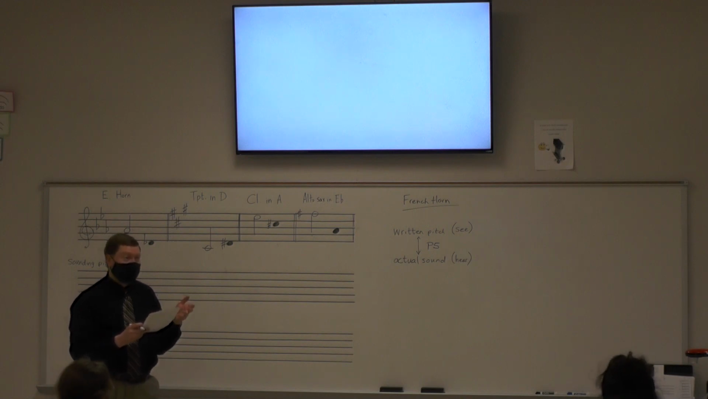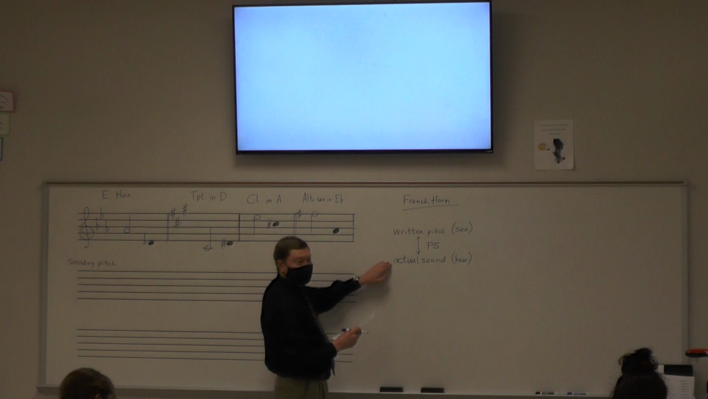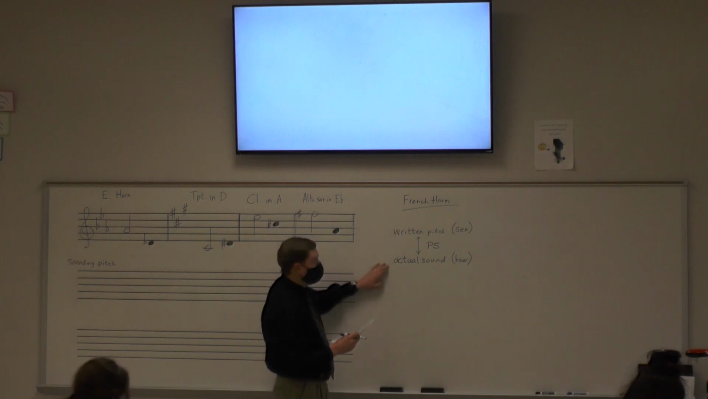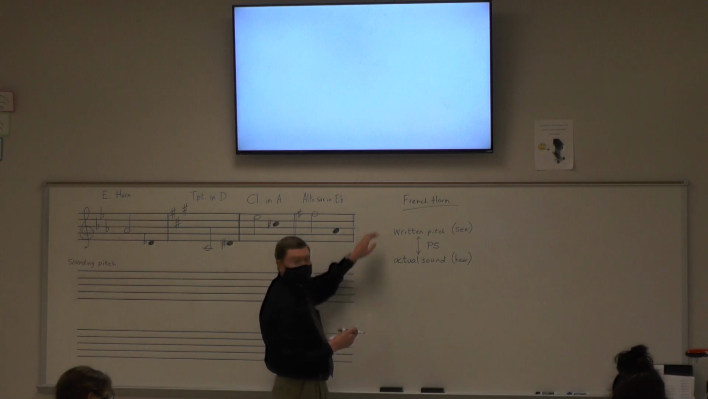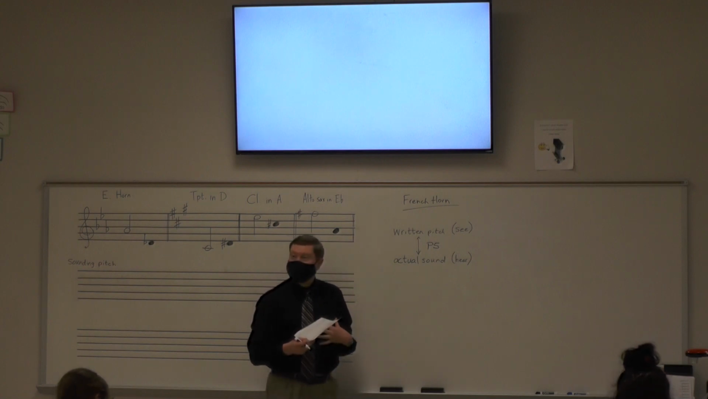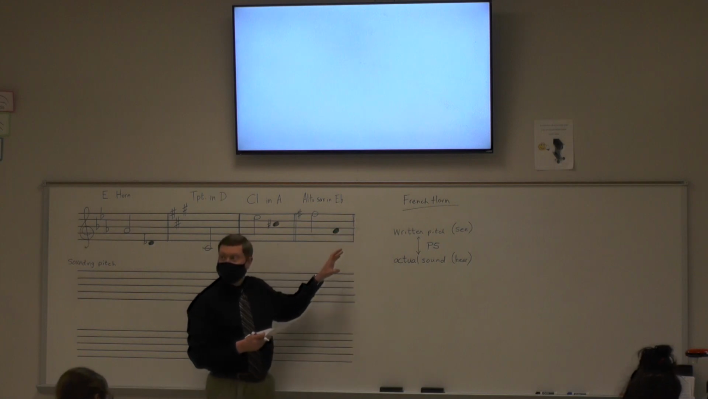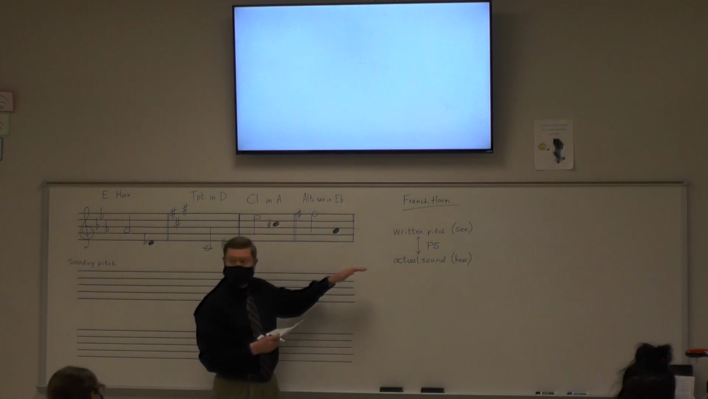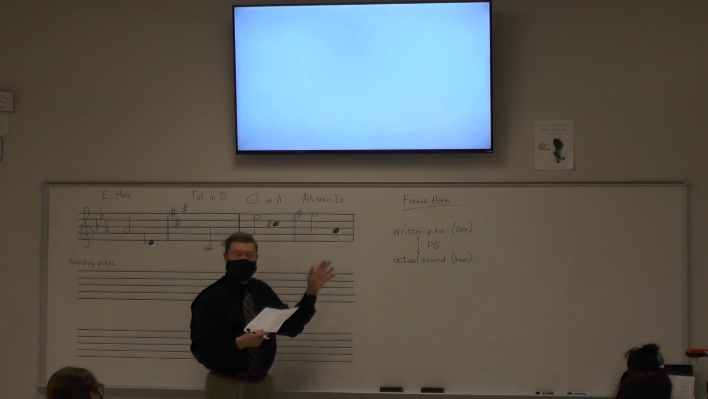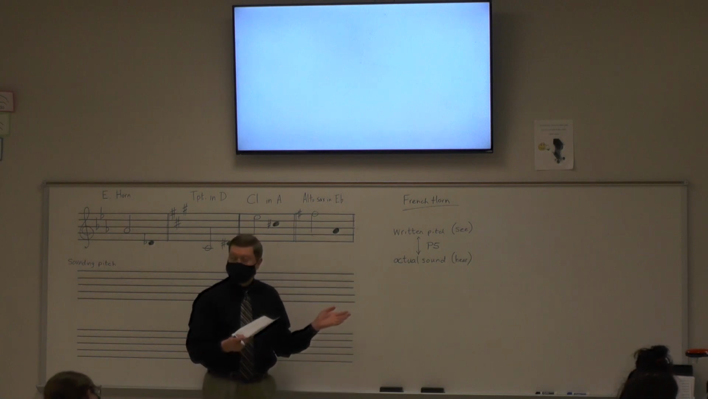Right? Because if the actual sound of the French horn is a perfect fifth lower than its written pitch, then all the pitches we write for the French horn need to be a perfect fifth higher than the sound I want. So it's like two sides of the same coin. What information do you have? What are you trying to find? Which direction do you need to go?